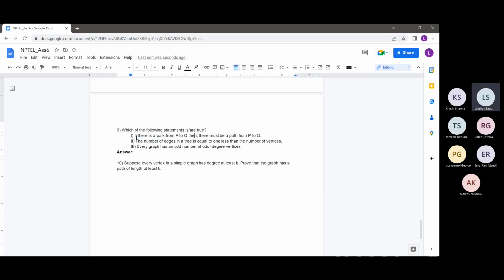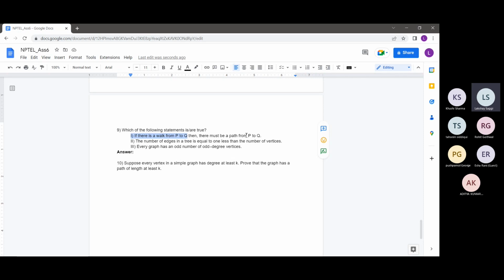So first, I believe these properties have been discussed in the lectures already. These options are directly quoting the lectures. First option: if there is a walk from P to Q, then there must be a path from P to Q. I believe this has been covered in the lecture and proved also, that this first statement is true.